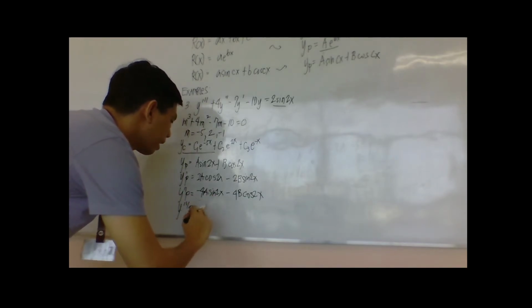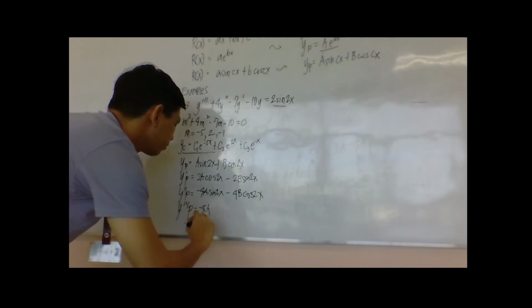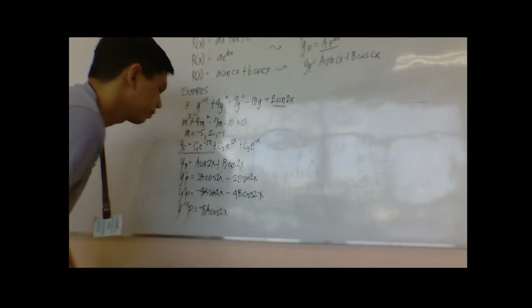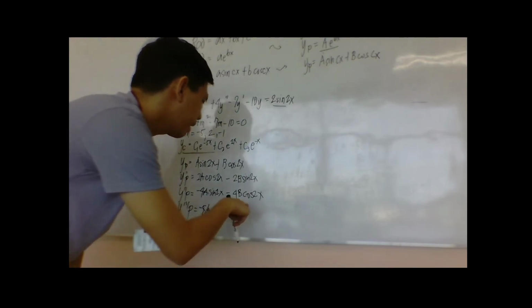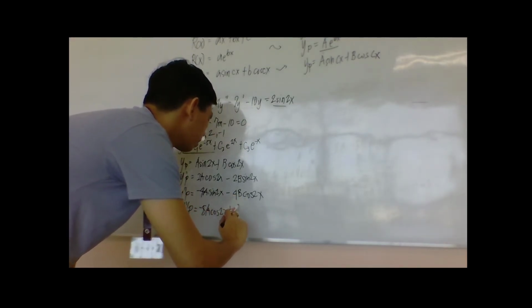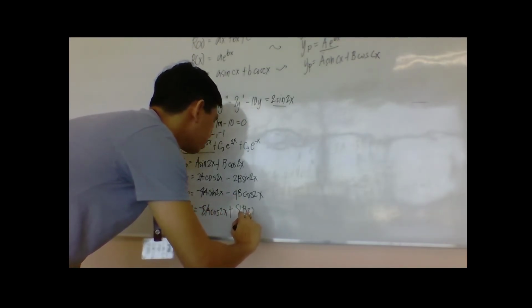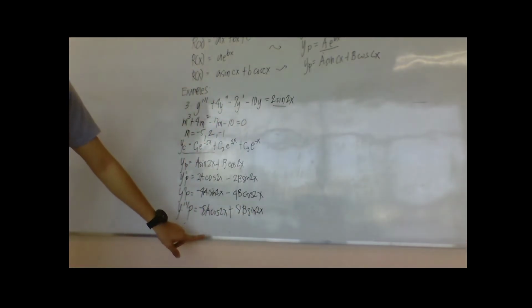Alright, so the triple prime, that's negative 8a cosine 2x, okay, this one is plus 8b sine 2x. So let's repeat. This is correct.